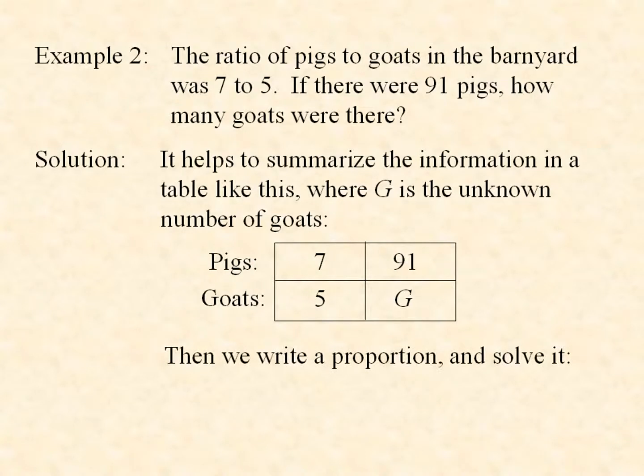We write this as a proportion. 7 is to 5 as 91 is to g. And we solve by cross multiplying. 7g is equal to 5 times 91, which is 455. Divide by 7, and we find g is 65. So there were 65 goats.